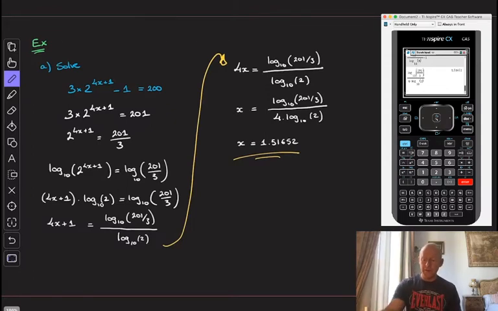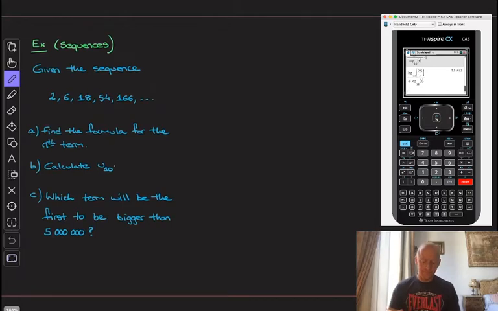And so if I just move to the next page, we have this. Essentially this is a classic type of problem you have to know how to answer. And here's the idea. We're given a sequence. Its terms are 2, 6, 18, 54, 166, and so on. All right. Now these 3 dots, of course, means it goes on forever.